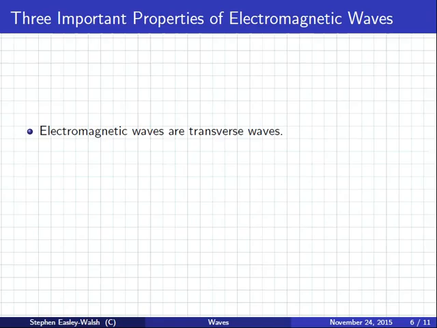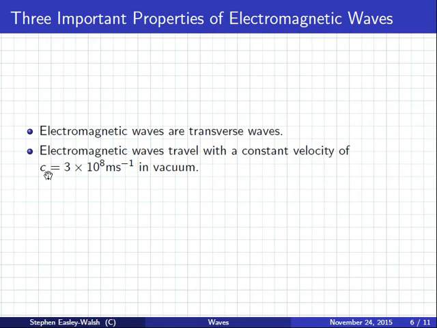Now, features of electromagnetic waves. Electromagnetic waves are transverse waves. So these are three important properties. So firstly, they are transverse waves. Second property. Okay, are you ready? Second property is that for all electromagnetic waves, they all move at this speed.